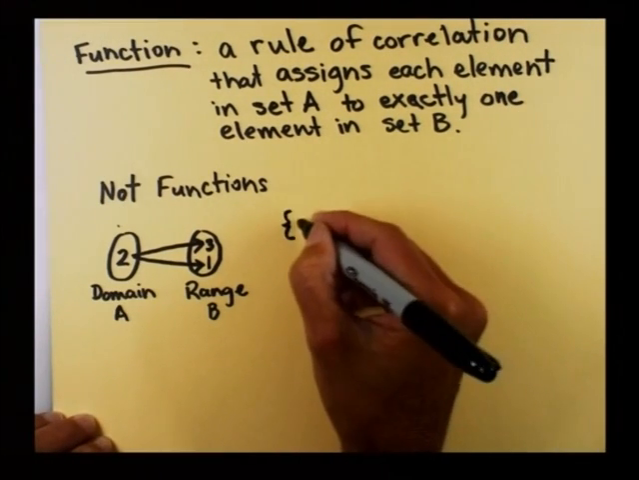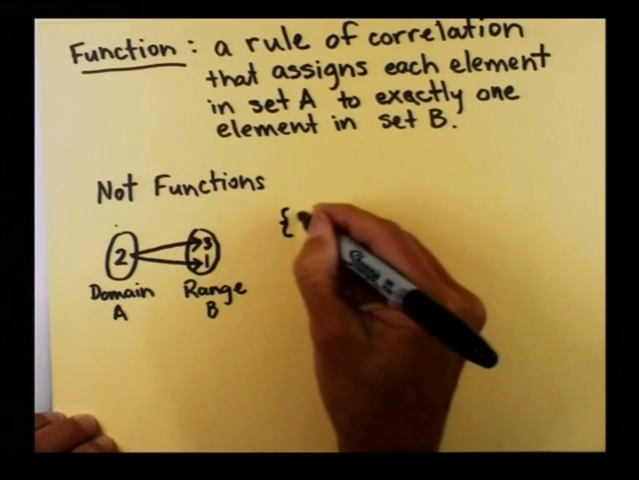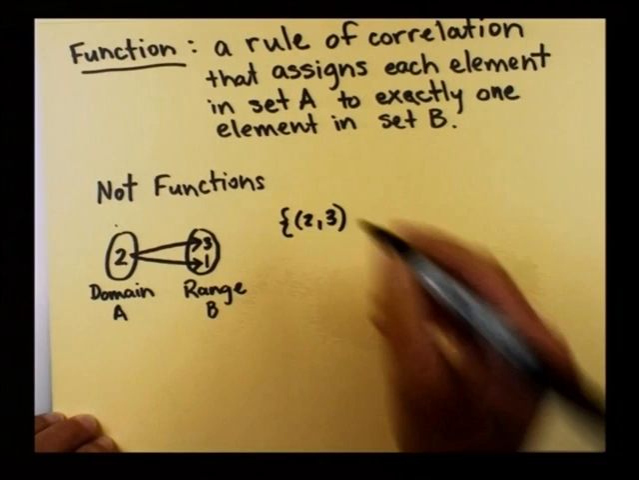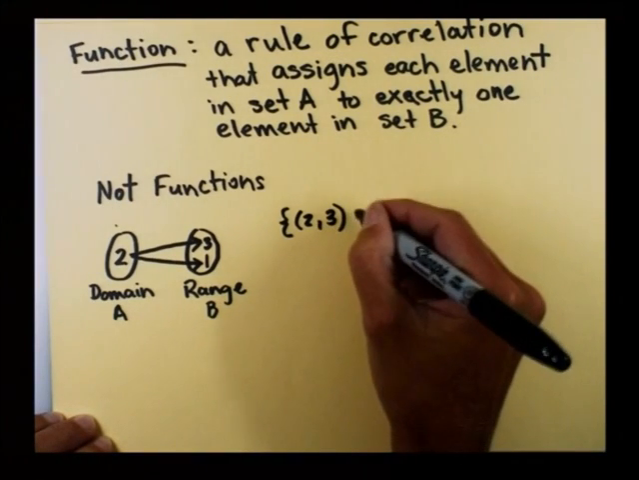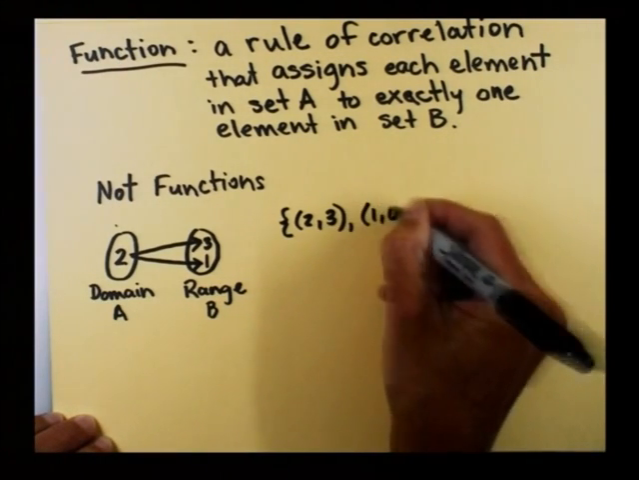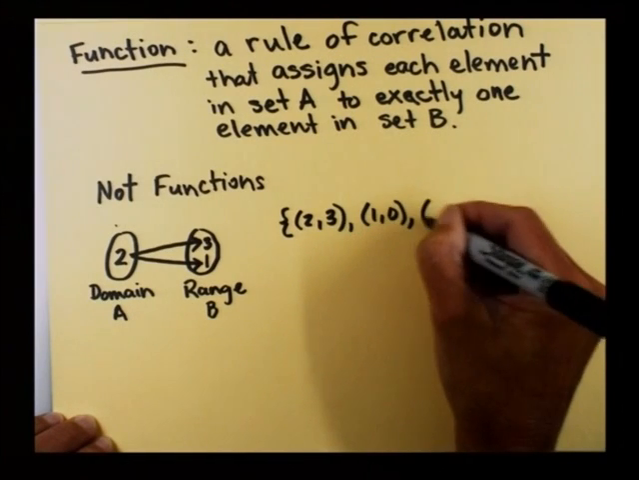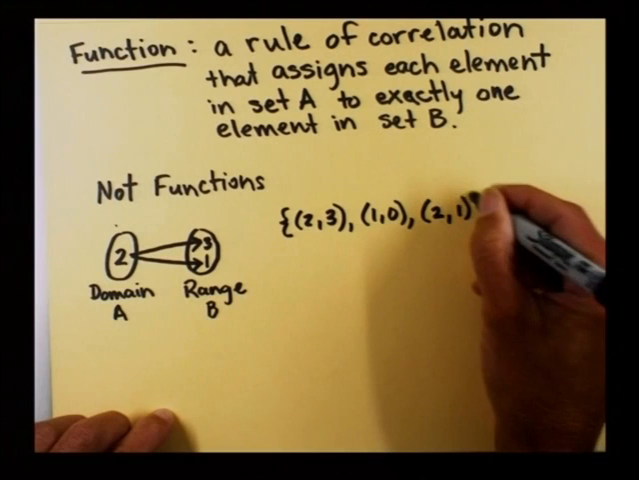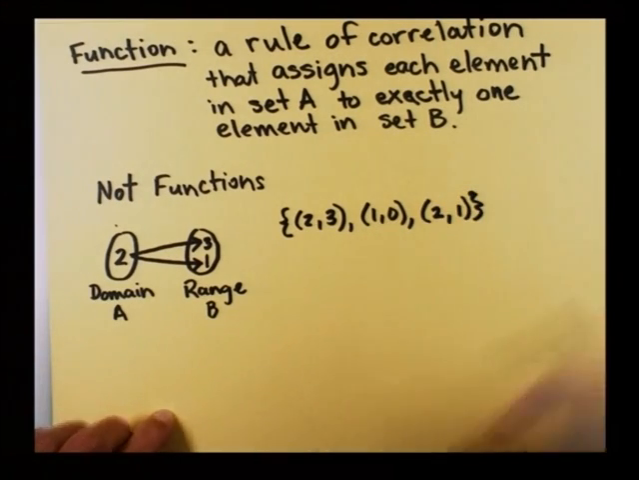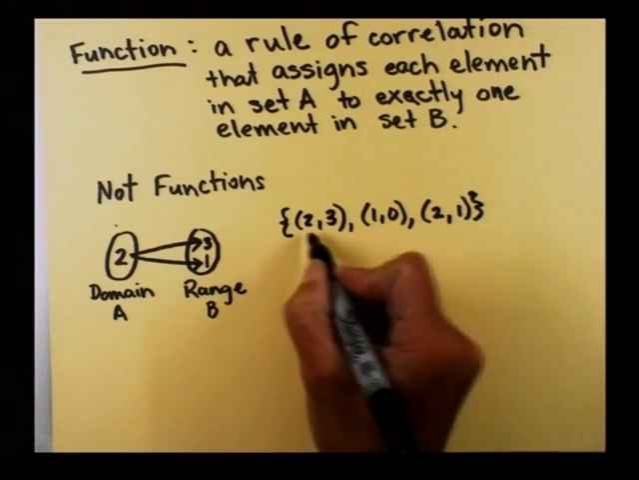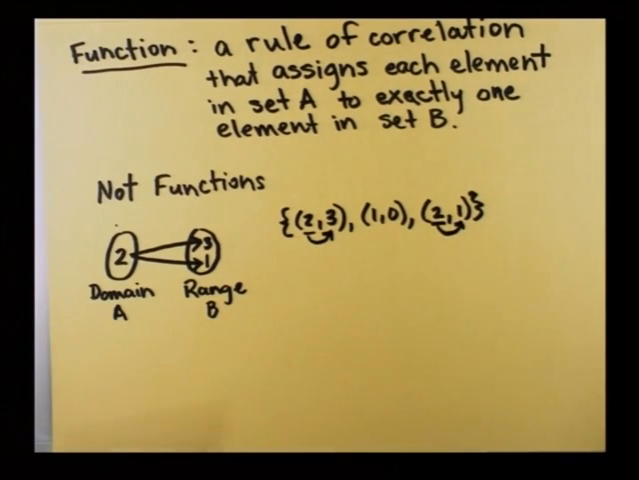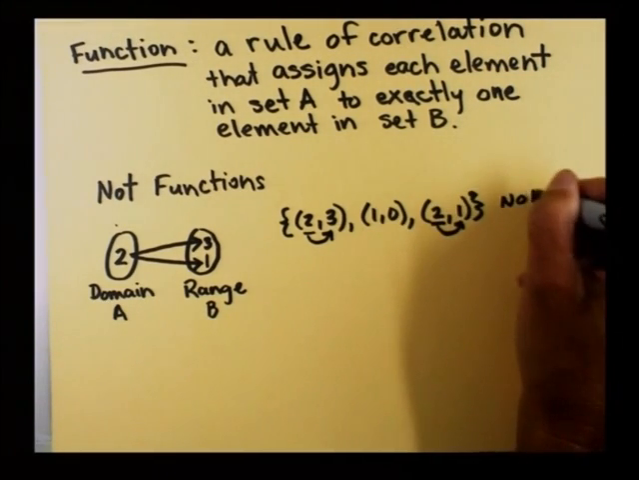In our other representations, for example, if we have a set of ordered pairs, if I have a set showing that the 2 is getting paired with the 3, and we had a 1 paired with a 0, and I put the 2 in again, and this time I get a 1, you'll see that the 2 is getting paired one time with the 3, one time with the 1. It's not exactly 1, I have more than 1. This is something that is not a function.